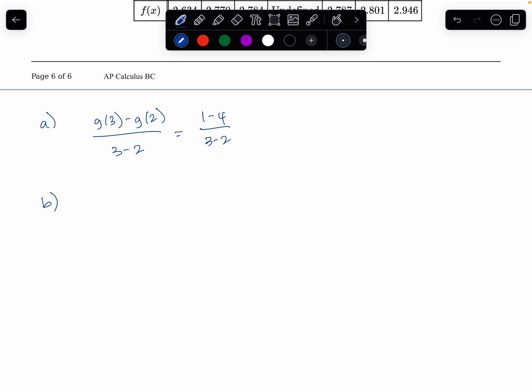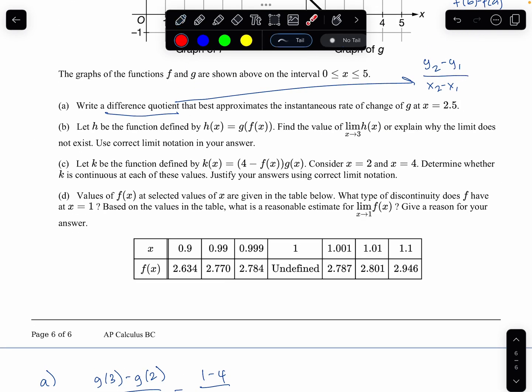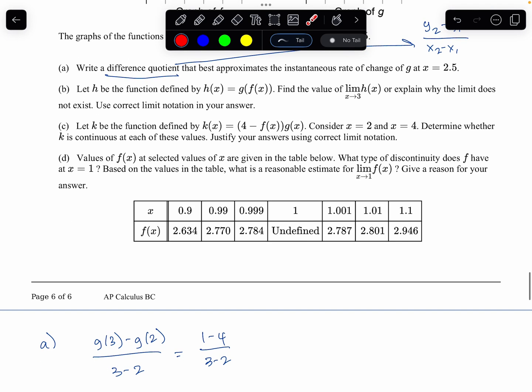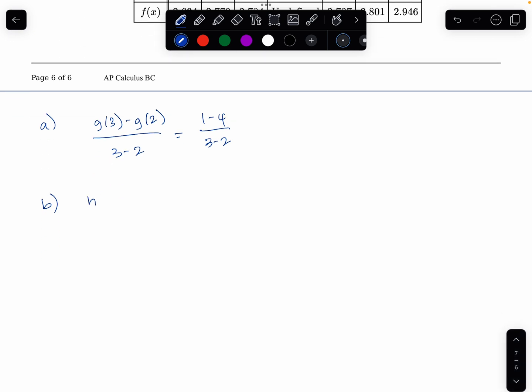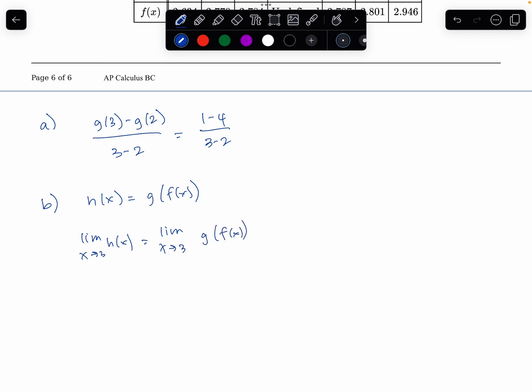For B, let h be the function defined as, so h of x is the composition of g and f. Find the limit as x approaches 3 of h of x, okay? So we have that h of x is equal to g of f, so g of f of x, and then we're trying to find the limit as x approaches 3 of h of x, which means we're trying to find the limit as x approaches 3 of g of f of x, which means we're doing limits of composition. So let's go through that.